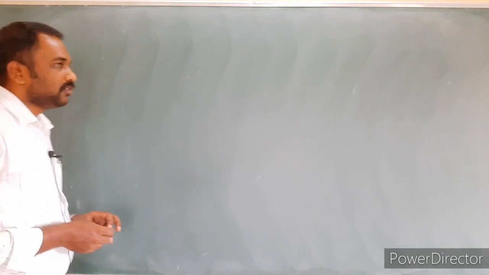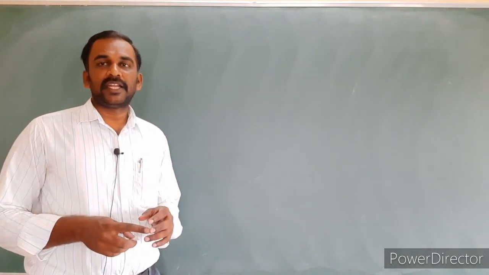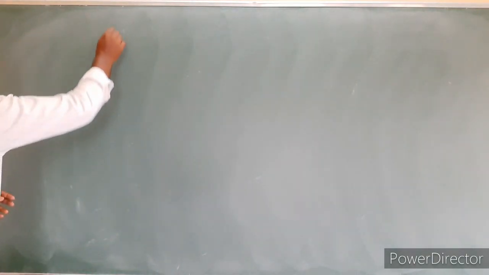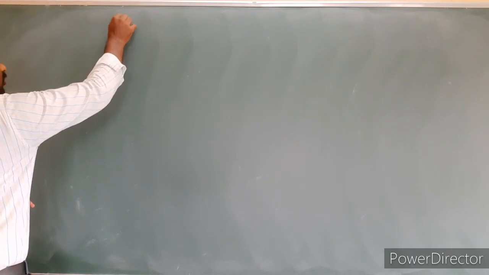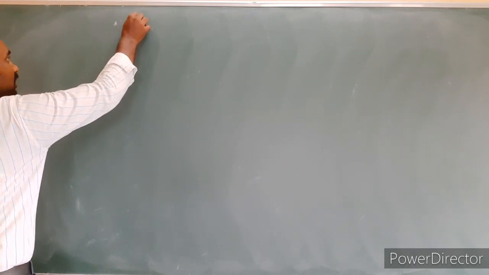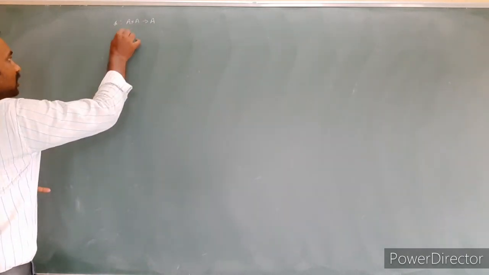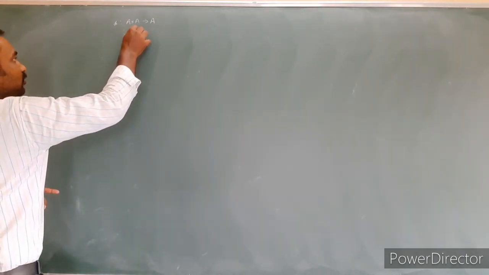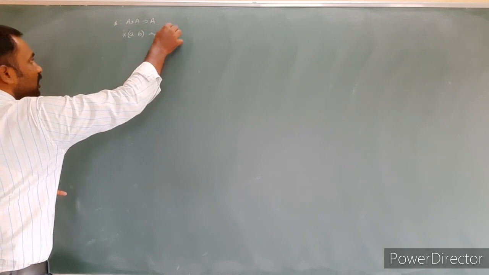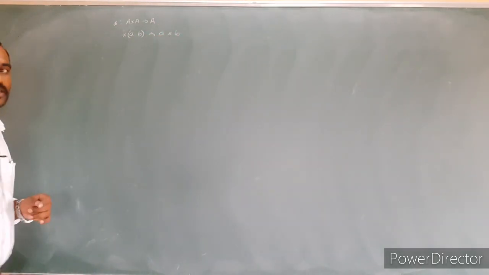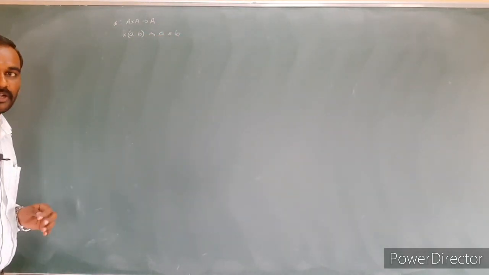Now, in a previous video, you already studied what a binary operation is. Star is a function from A cross A into A, and it is said to be a binary operation. That is, star of (a, b) is denoted by a star b. This is the definition of the binary operation you already studied.